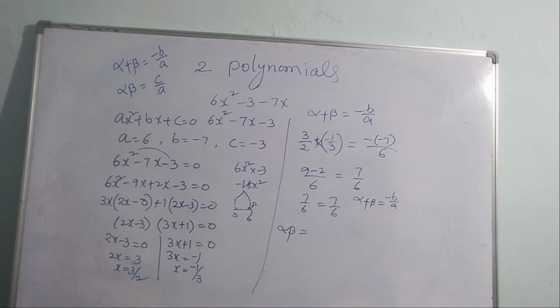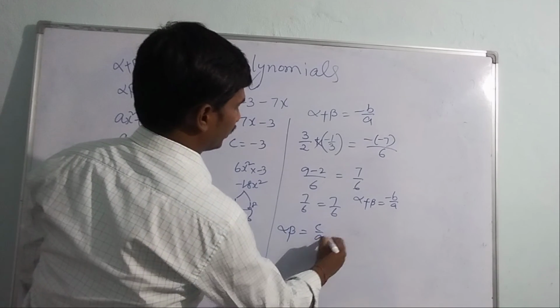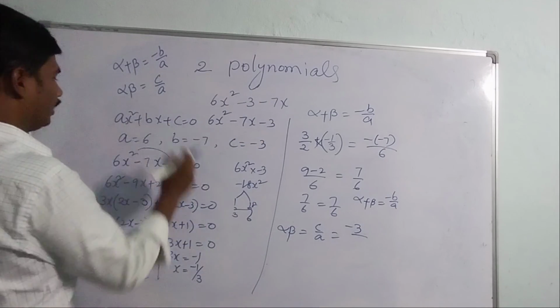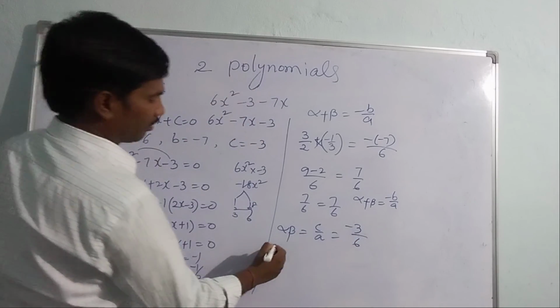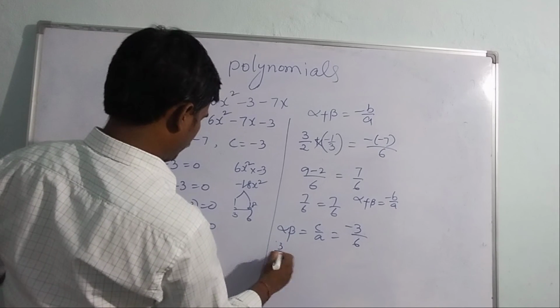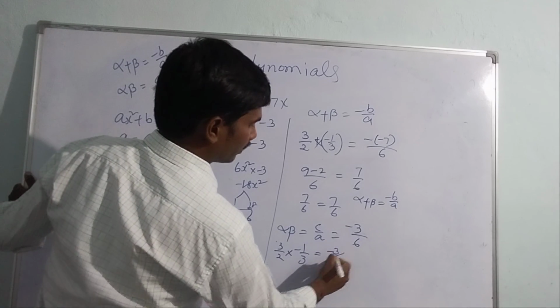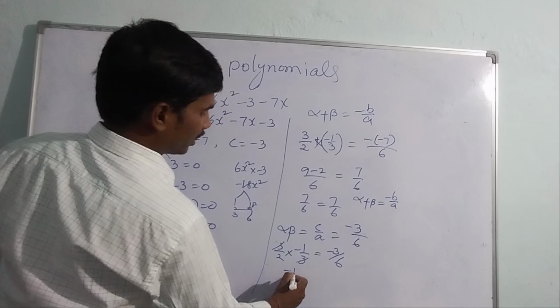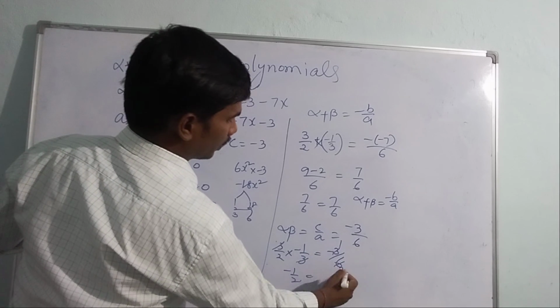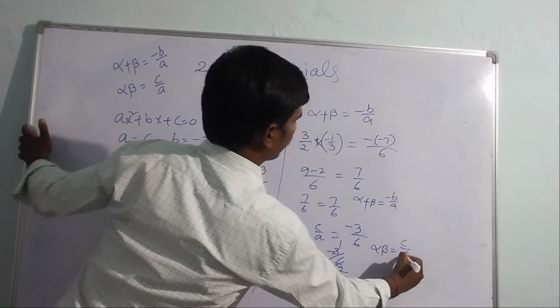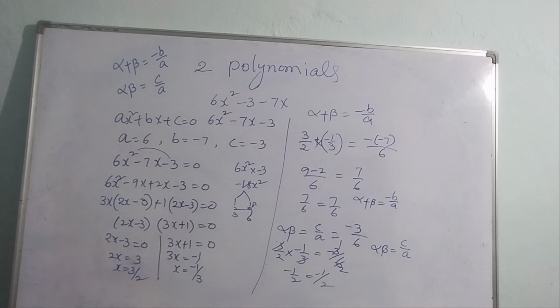Now alpha into beta is equal to c by a. So c value minus 3 by a value 6. Alpha into beta: minus 3 by 2 into minus 1 by 3 is equal to minus 3 by 6. So 3 cancel, minus 1 by 2 is equal to, here also 3 1s are 3, 2 3s are 6, minus 1 by 2. So alpha into beta is equal to c by a, verified. So in these three problems, alpha plus beta value and alpha into beta value verified 3 times.